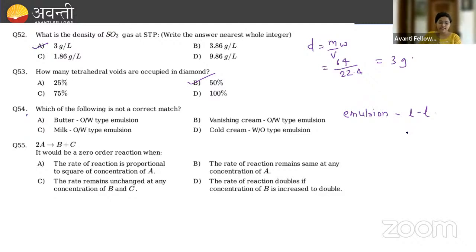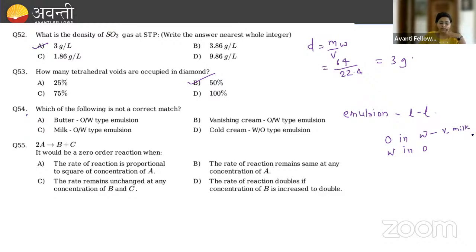Okay, what is emulsion? It is a mixture of two immiscible or partially miscible liquids. When they are shaken together, a dispersion of one liquid in the other is obtained, which is known as an emulsion. Generally there are two types of emulsion: oil in water and water in oil. When we talk about oil in water, the examples are vanishing cream and milk.